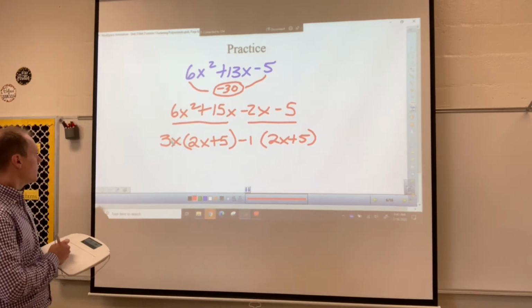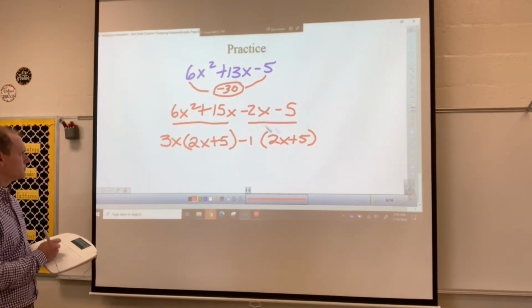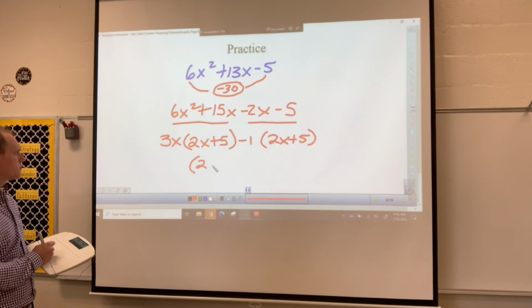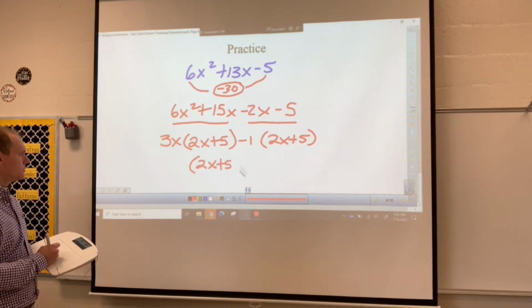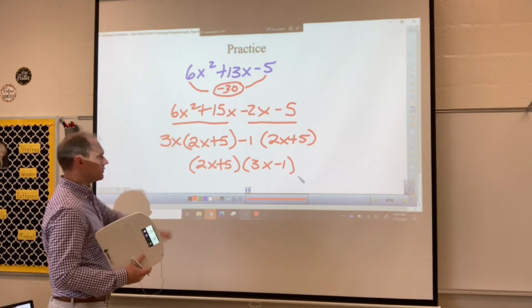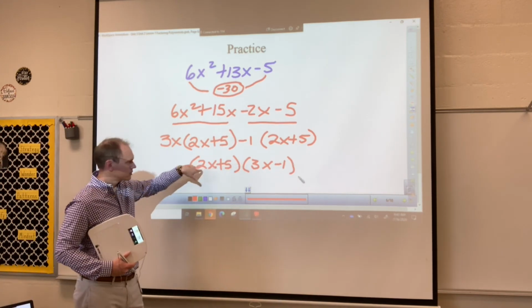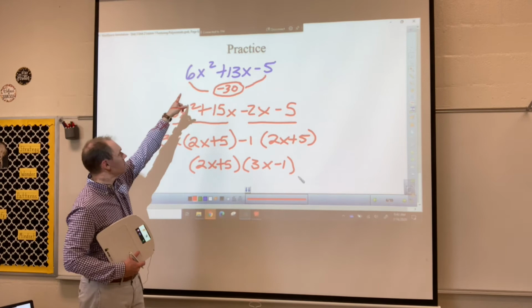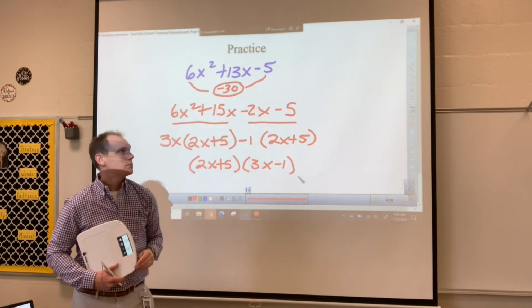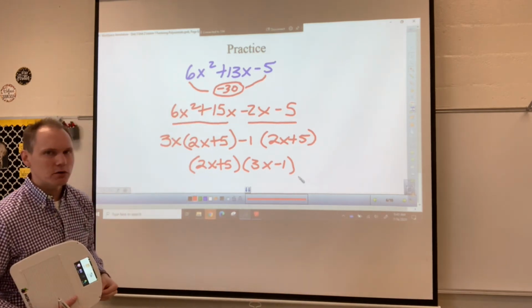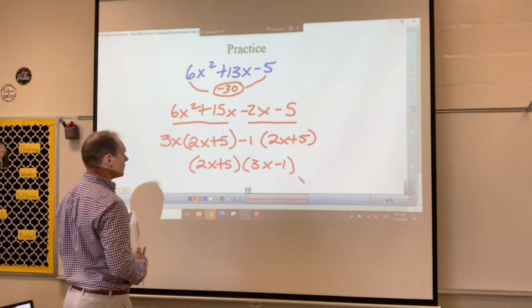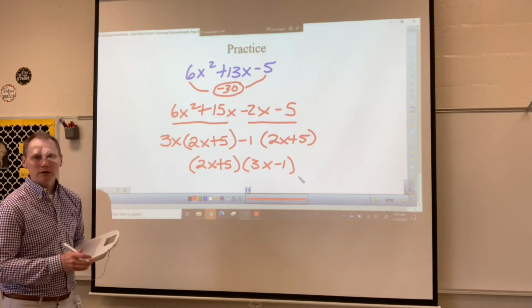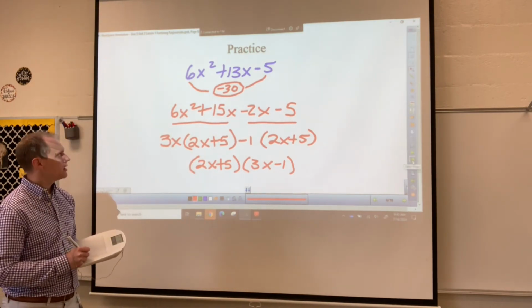So what can we factor out of the entire expression now? 2x plus 5, times 3x minus 1. At this point, if you want to check your answer, just multiply this out and see if you're left with 6x squared plus 13x minus 5. You can always check yourself that way. I hope that gives you another good example of factoring by grouping with a quadratic.